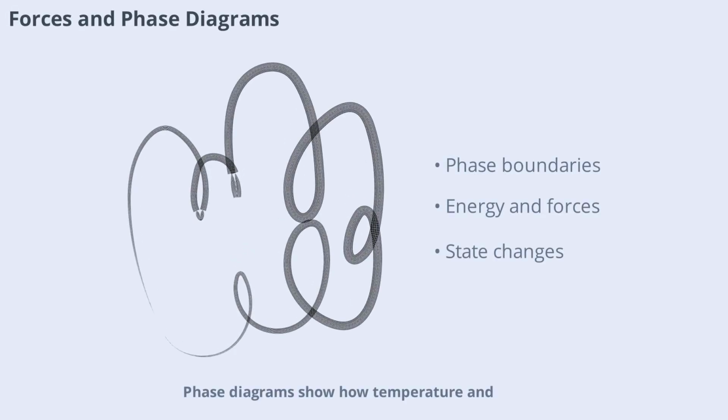Phase diagrams show how temperature and pressure affect the state of a substance. The boundaries between solid, liquid, and gas phases are determined by the strength of intermolecular forces. Stronger forces shift these boundaries, requiring more energy to change phases.